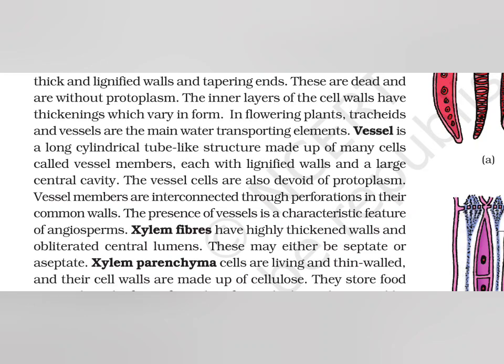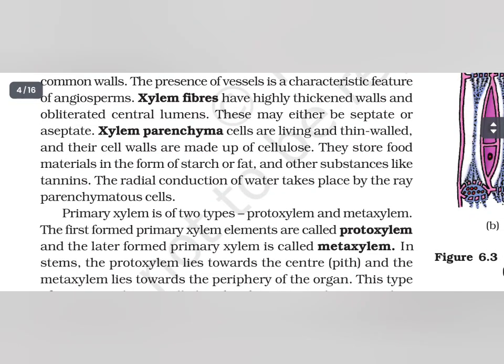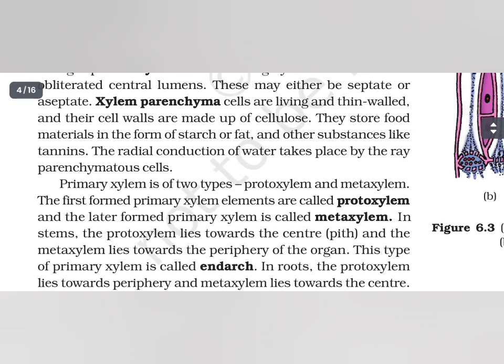Xylem parenchyma cells are living and thin-walled, and their cell walls are made up of cellulose. They store food materials in the form of starch or fat and other substances like tannins. The radial conduction of water takes place by the parenchymatous cells. Primary xylem is of 2 types, protoxylem and metaxylem. The first formed primary xylem elements are called protoxylem and the later formed primary xylem is called metaxylem.